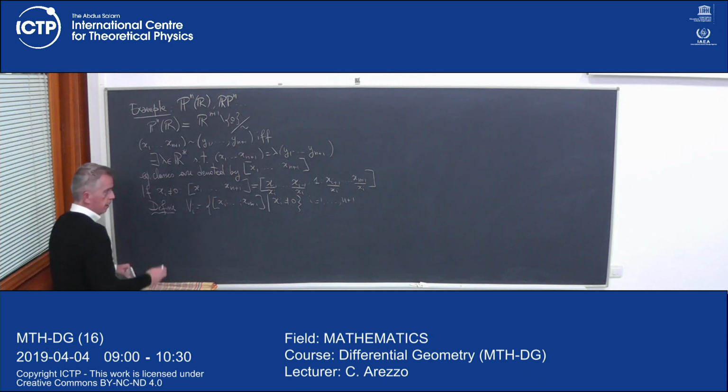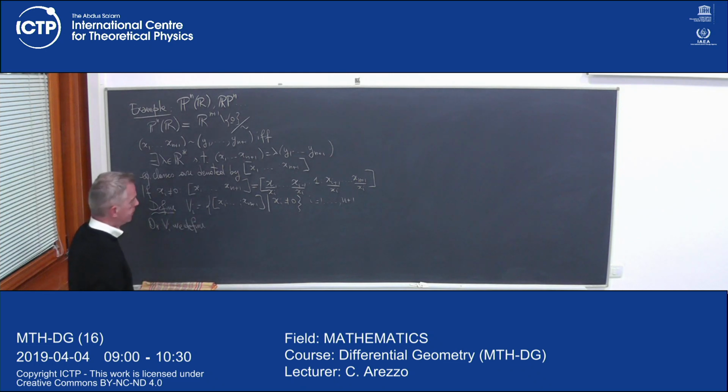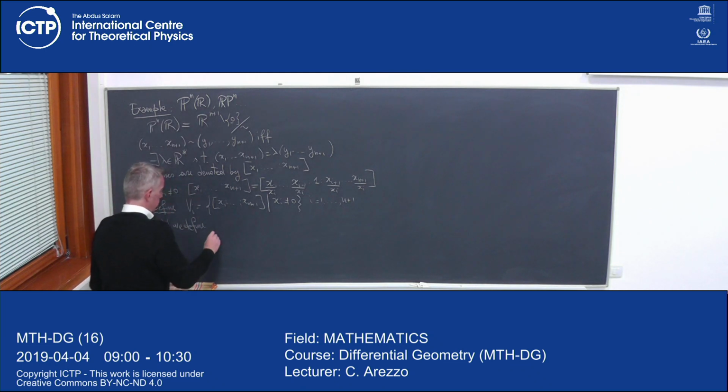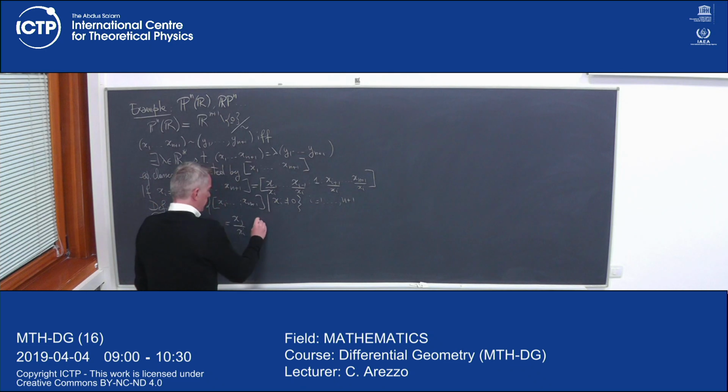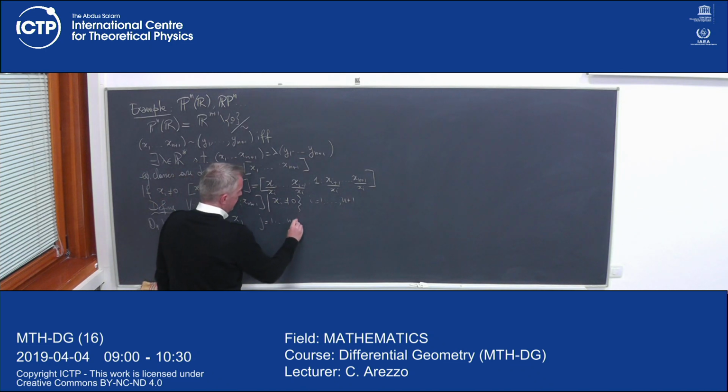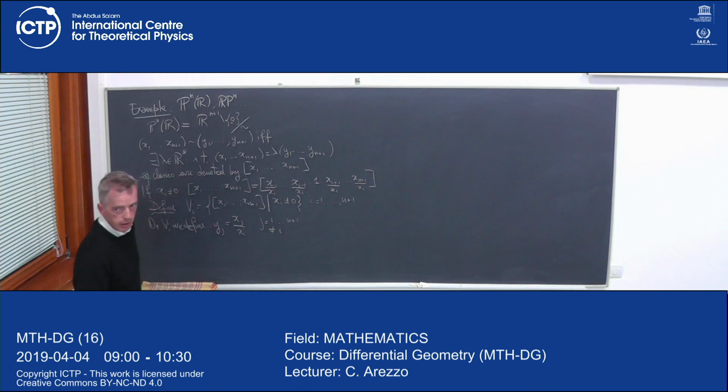On V_i, we define the coordinate functions y_j to be simply x_j divided by x_i, where now j goes from 1 to n+1 but is different from i, because of course in the ith place I would get just the constant function 1, and I drop it, I forget it.